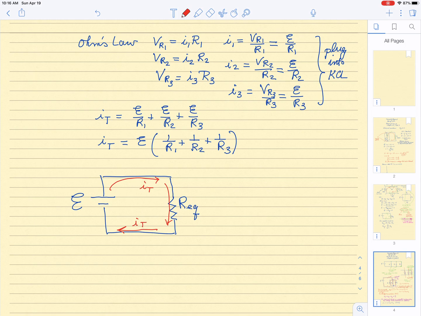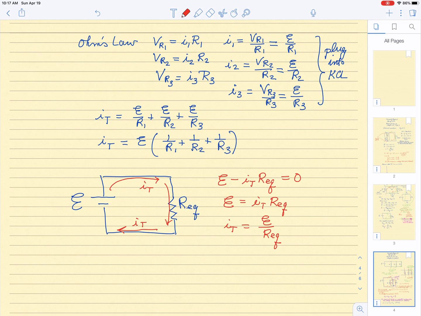Okay. And then by Ohm's law directly, or Kirchhoff's loop law, we have E minus IT times R equivalent is equal to 0, where that E is going to be equal to I total times R equivalent, or I total is going to be equal to script E over R equivalent.